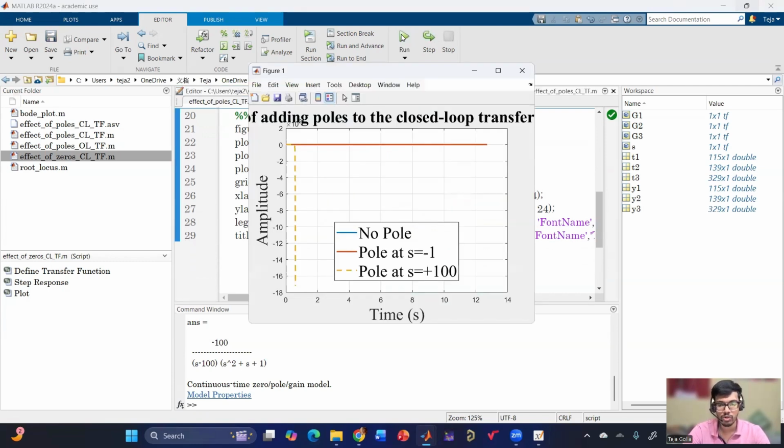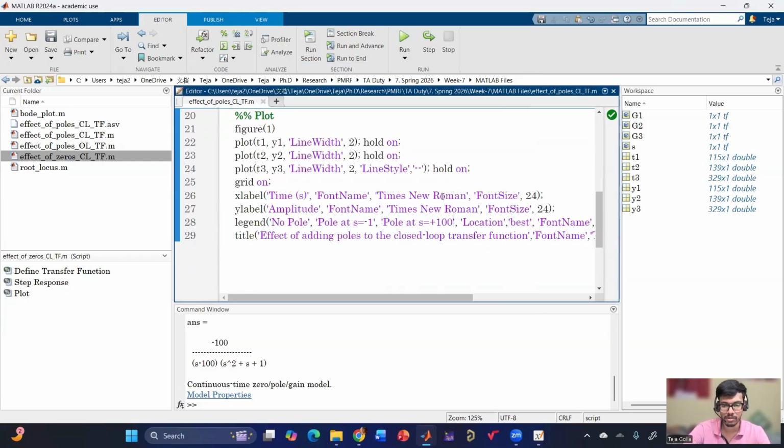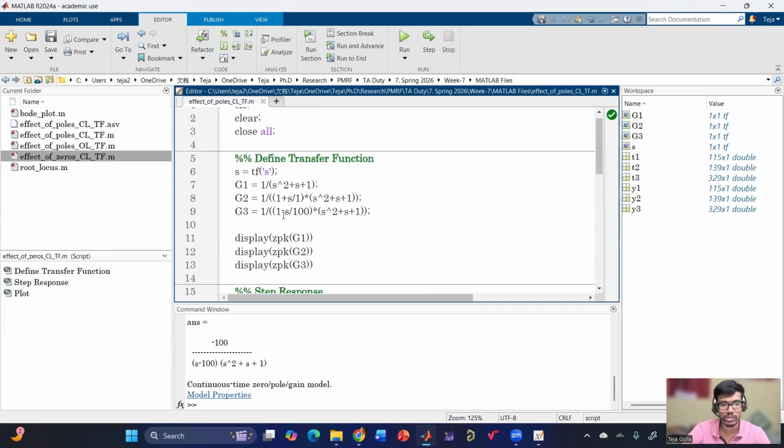So in the case of a zero, if we are keeping it far away from the imaginary axis, whether it is left hand side or right hand side, it will not have any impact. Whereas in the case of a pole, it will have impact and the system is unstable. So we cannot keep anything on the right hand side if it comes to the pole.